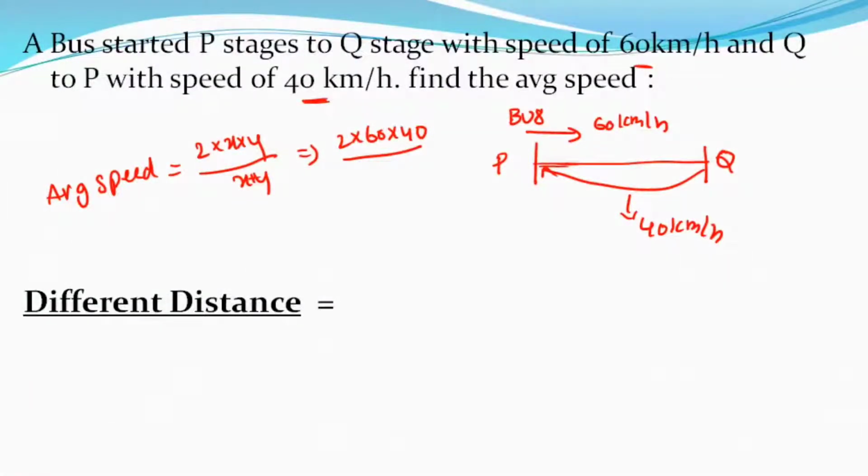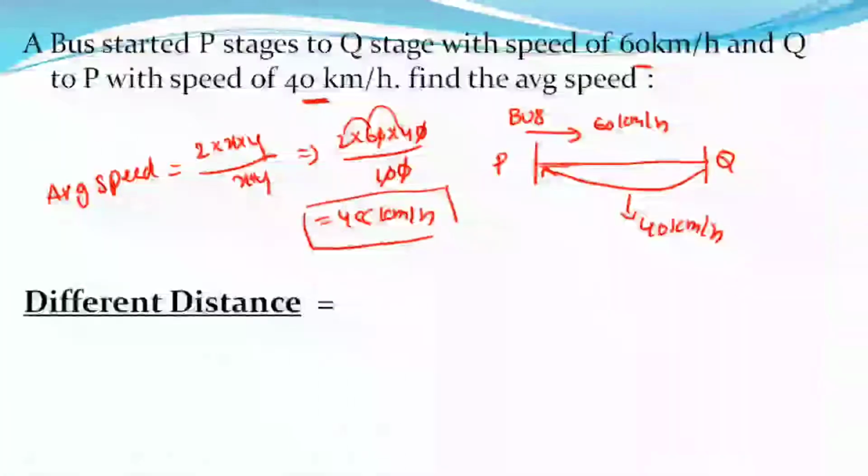So 60 plus 40, 100. Then 0 0 cancel, again 0 0 cancel. So 2 into 6, 12. So 12 fours are 48 kilometer per hour. So what is the average speed, guys? 48 kilometer per hour. So that is how we find the average speed.